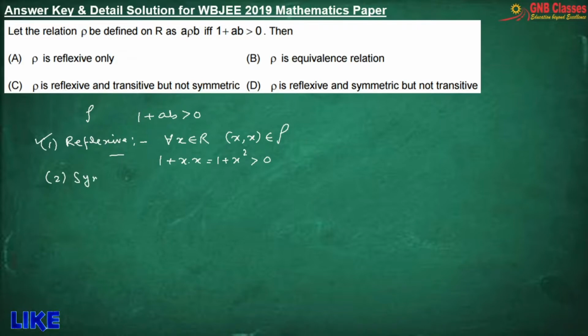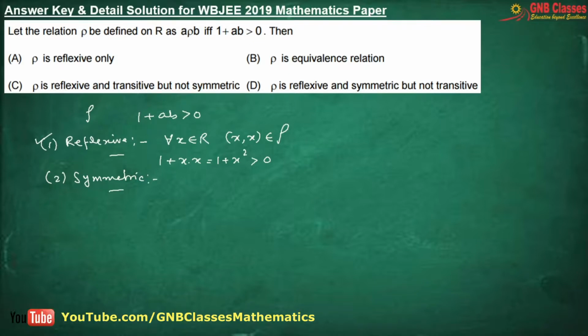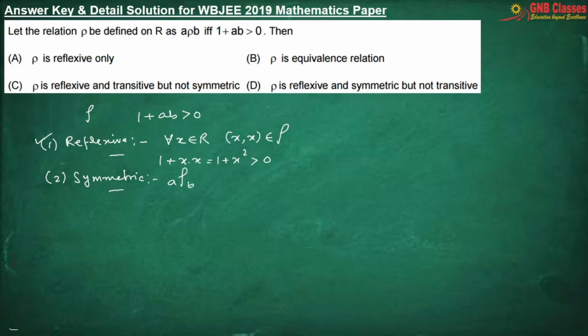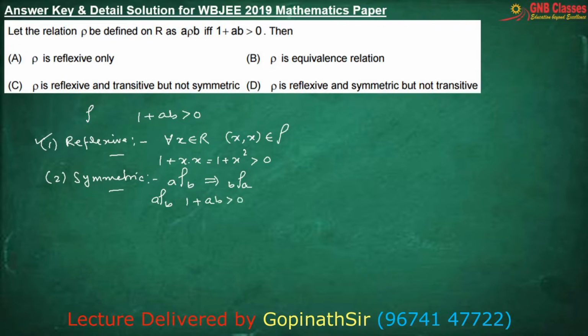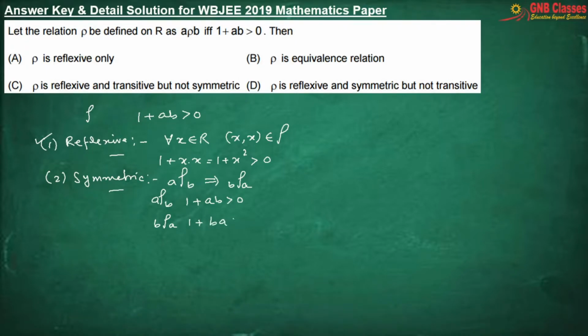Number 2, symmetric. Let us check the symmetry of the relation. It says that if A rho B is true, that implies B rho A is also true. Now, A rho B means 1 plus AB is greater than 0 and B rho A is 1 plus BA is greater than 0, which is again true. Right? It is true. Therefore, the relation is symmetric also.